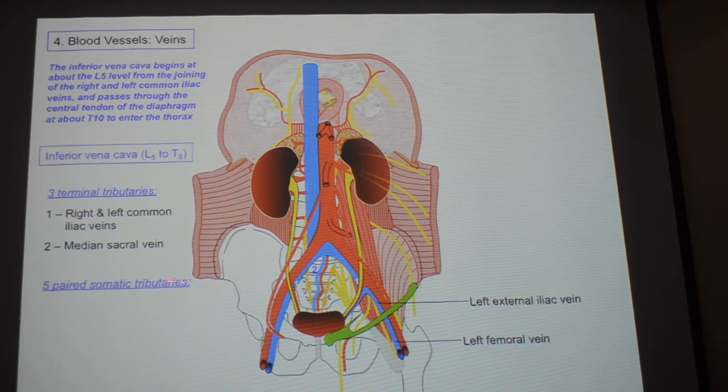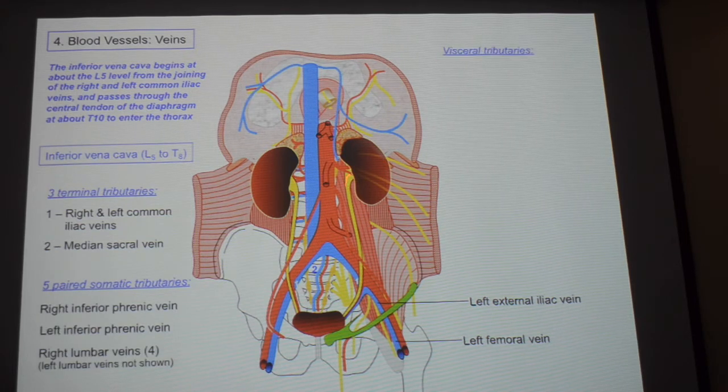So now the five paired somatic tributaries reverse the names of the arteries. We had phrenics, we have lumbar, these are somatic paired. Visceral tributaries, we had paired ones, we had hepatic veins, renal vein.